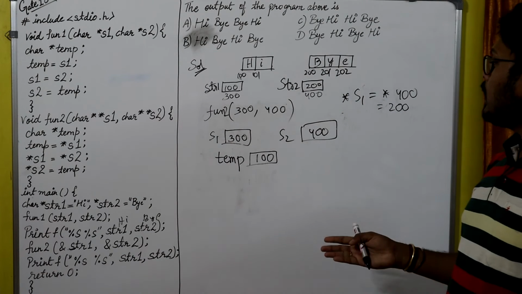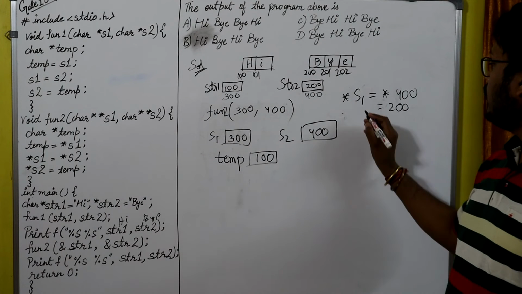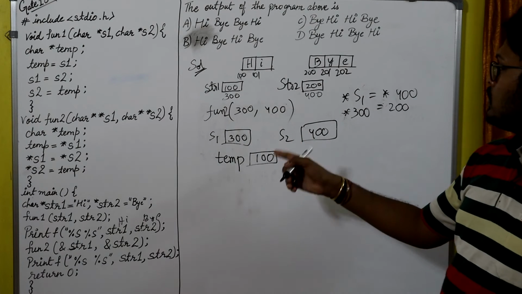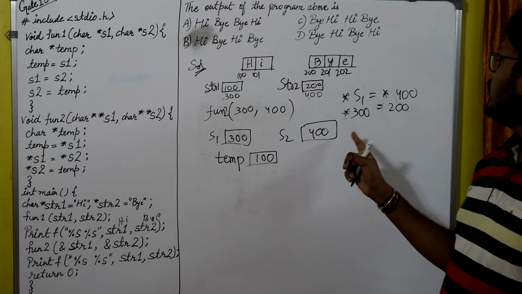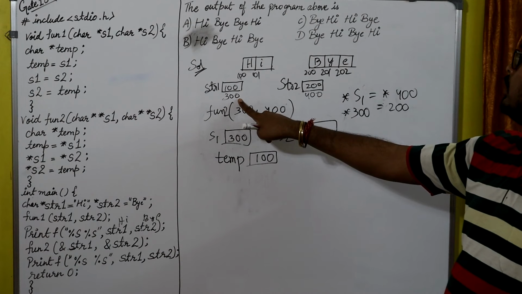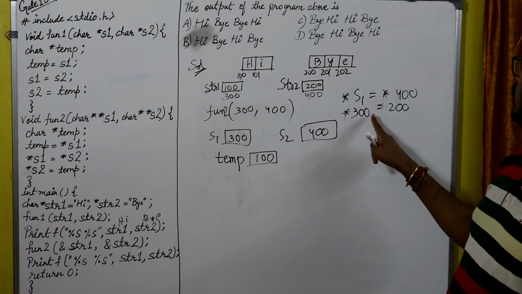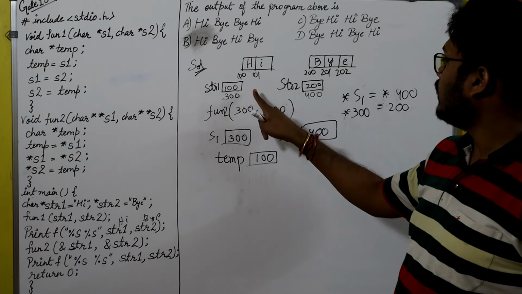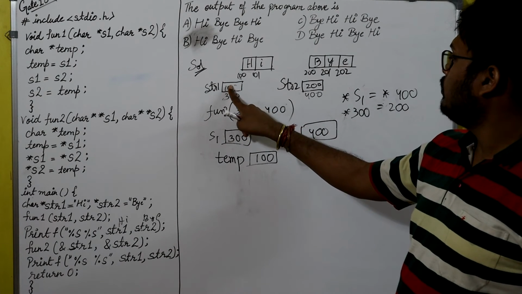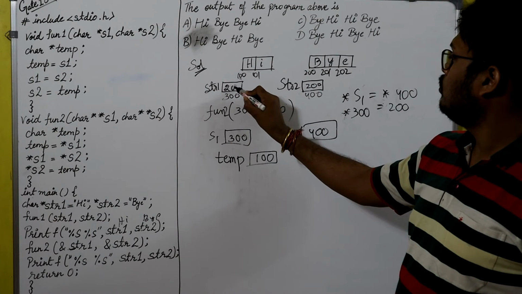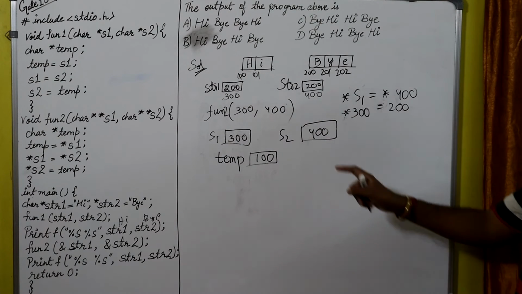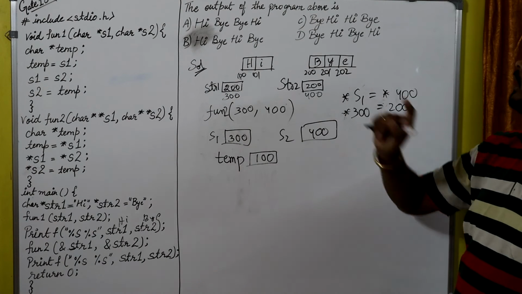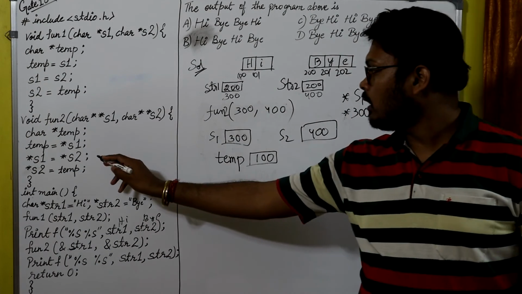So now what is the value of S1? 300. It means star of 300 contains the value 200. Star of 300 means the value at the address 300. So at the address 300, what will be the value? Initially it was 100, but now it will contain 200. So here I will write 200. 100 will be replaced with 200. Fine. So now str1 contains the value 200. So this line has been executed.